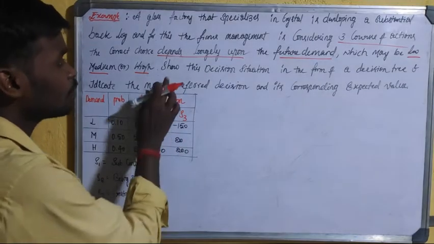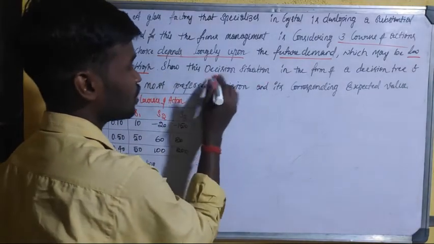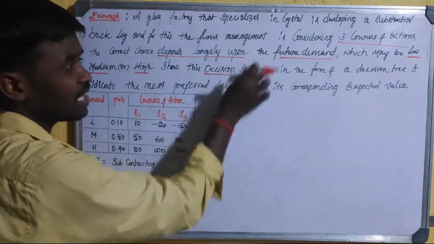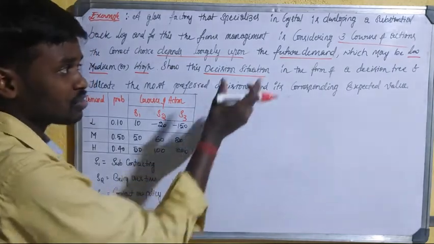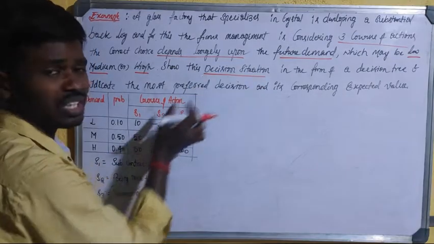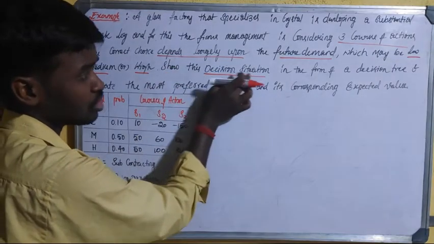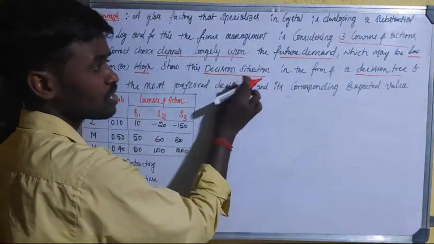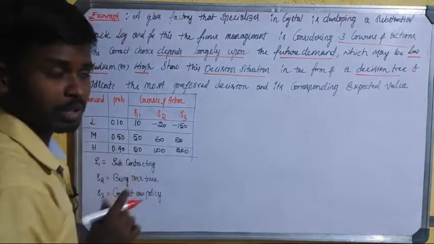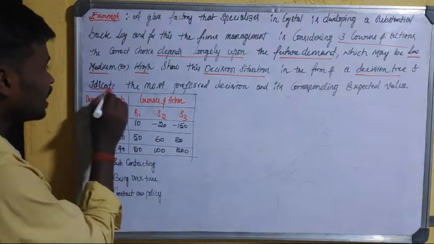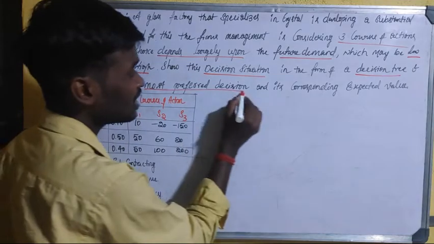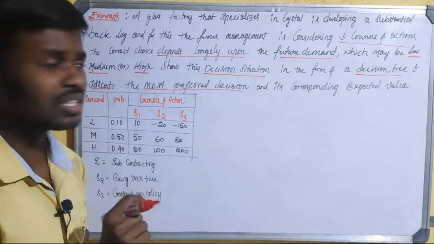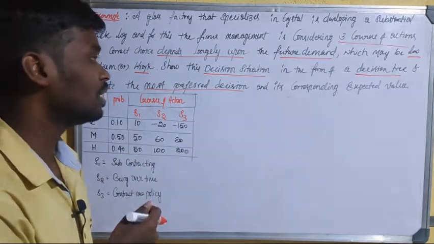Okay, next show this decision situation. First, we have to show the various situations of the demand in the decision tree. So show the decision situation in the form of a decision tree, and indicate the most preferable decisions. So we have to select the best course of action among the alternatives available in this problem.